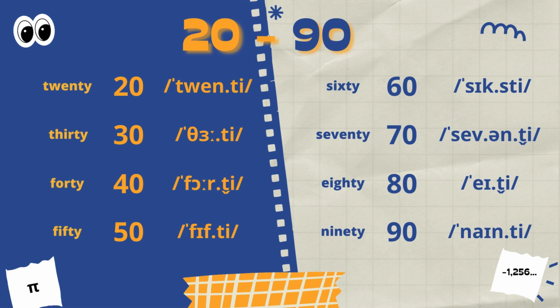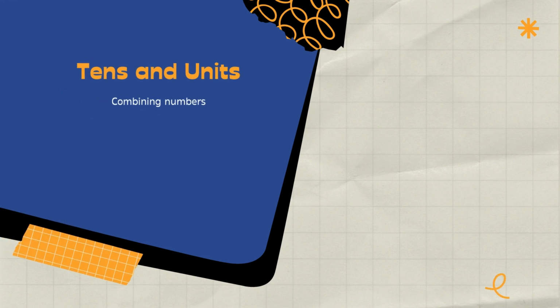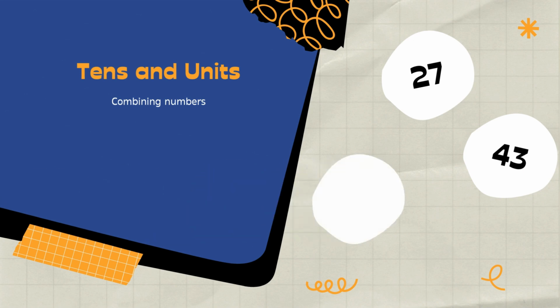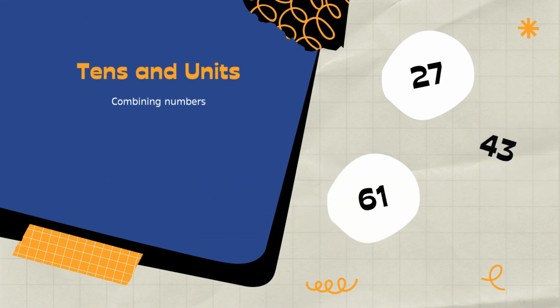20, 30, 40, 50, 60, 70, 80, 90. As you can hear, I prefer American, but you can choose British if you feel more comfortable. Now try yourself. Well, everything is okay. But what if you want to say this number, or this one, or this? Easy, I'm here to guide you.